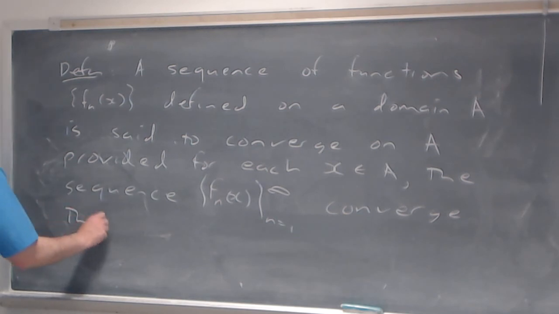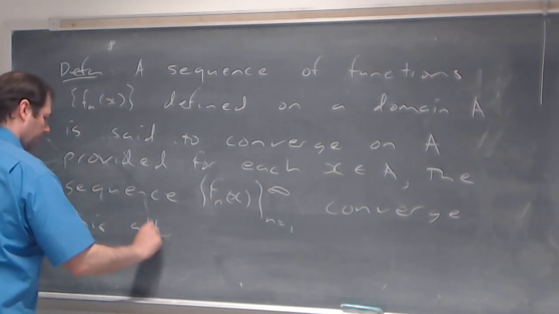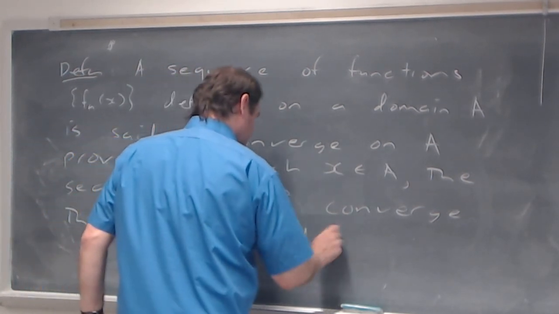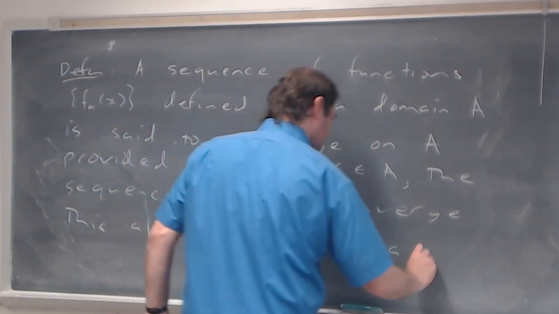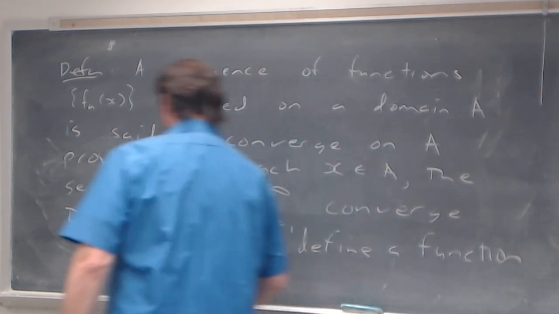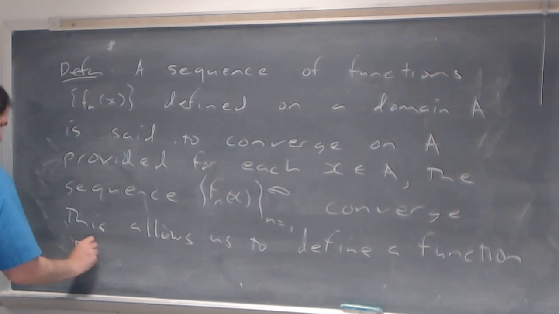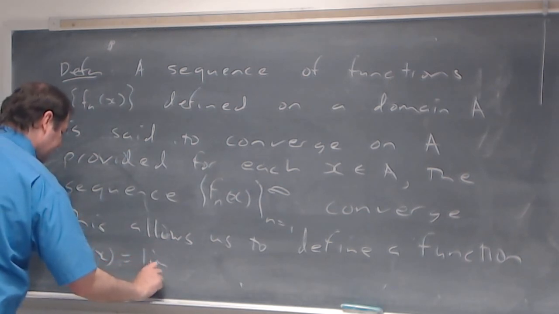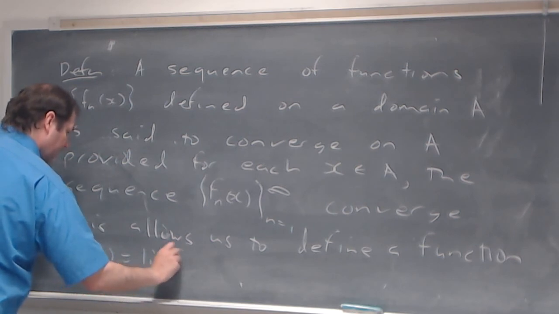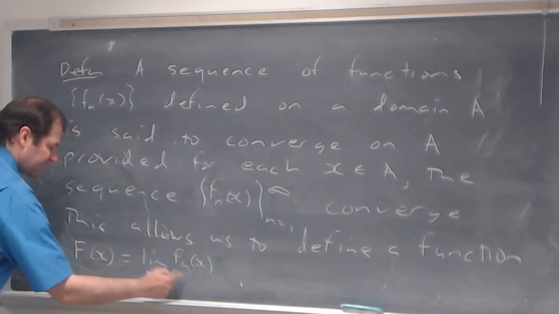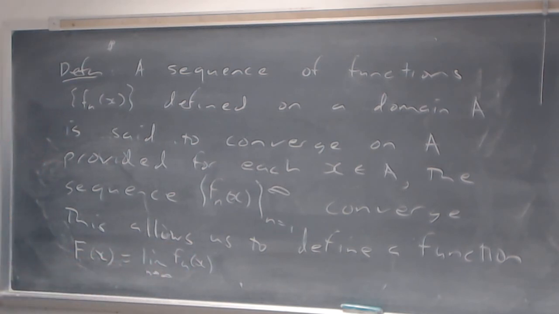And this will allow us to define a function, we'll say big F of x, which will be equal to the limit as n goes to infinity of this sequence of functions acting on x. So for each x this converges, so for each x we define big F to be that number that it converges to.